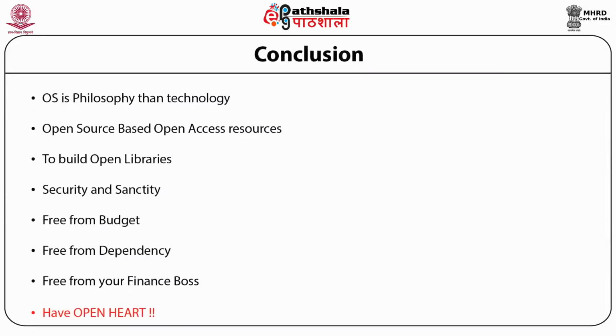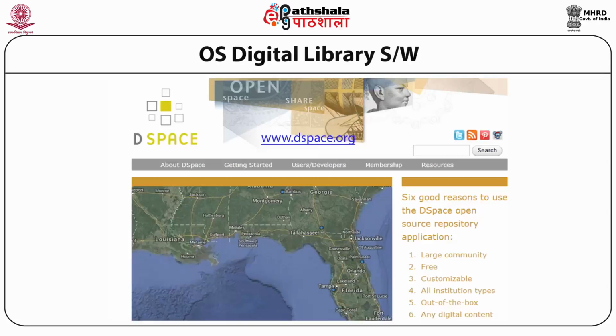So open source software should come in conclusion as a philosophy rather than technology. We need to have open source based open access resources to build open libraries, public libraries. Security and sanctity should be assured or ascertained by the people who are administrating it. And we become free from the budget, free from dependency, free from your financial boss. Have an open heart when you are sitting in the library, looking into the open source software. In conclusion, open source software can take you along with the open access content into a free world where money can be saved for the national exchequer.